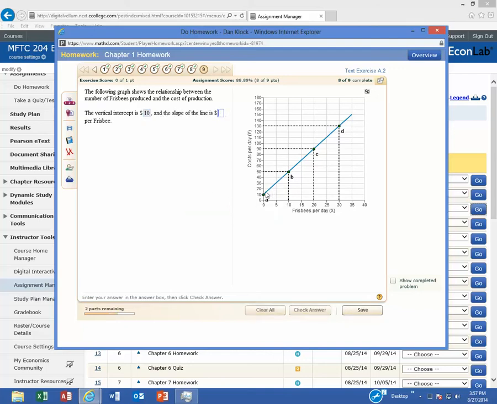The slope of the line is, let's see, it goes 10 to 50, right? On the y-axis, that's 40. 40 divided by 10 goes from 0 to 10 here. 40 divided by 10 is 4. Check answer. Very good.